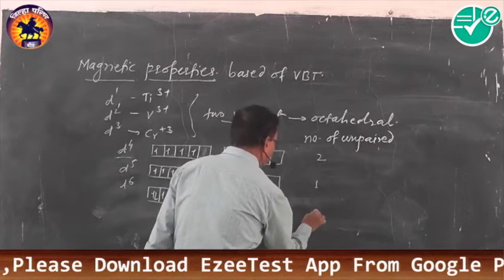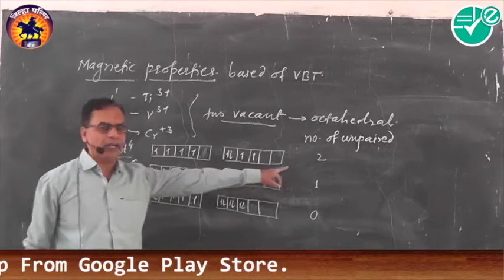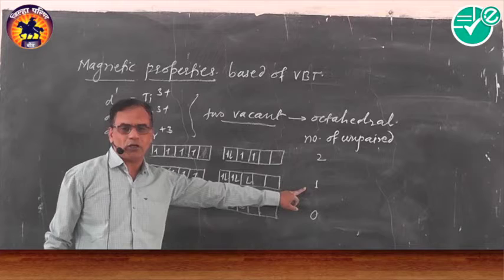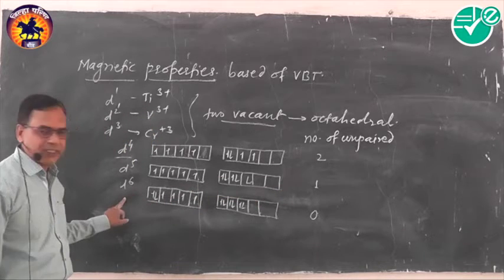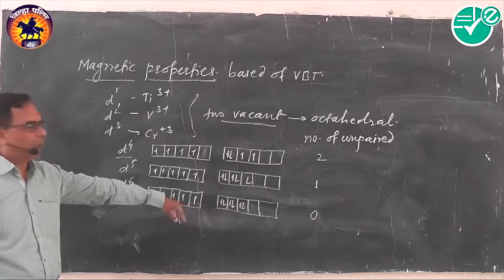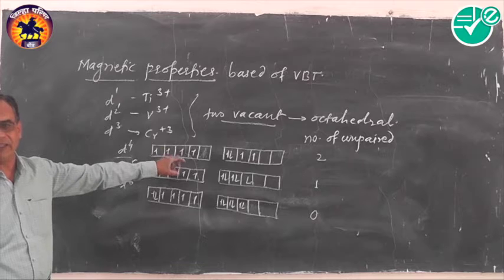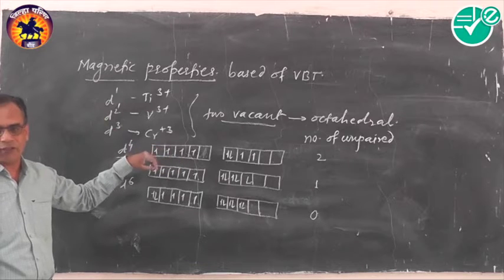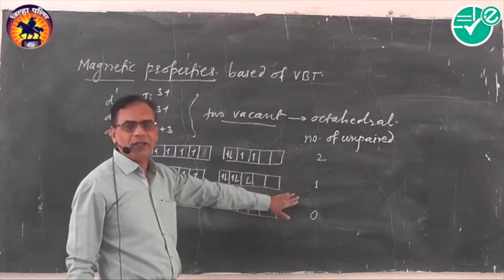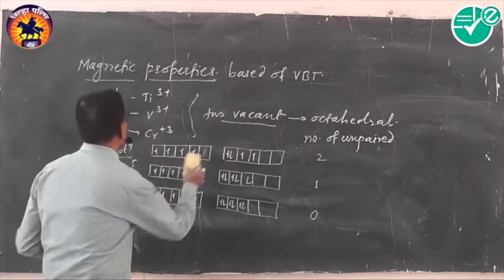1 and 0 respectively. In the D4 case, two unpaired electrons are present. In D5 case, one unpaired electron is present. And in D6 case, 0 unpaired electrons are present. So in D4, D5 and D6 case, the number of unpaired electrons are 2, 1 and 0.